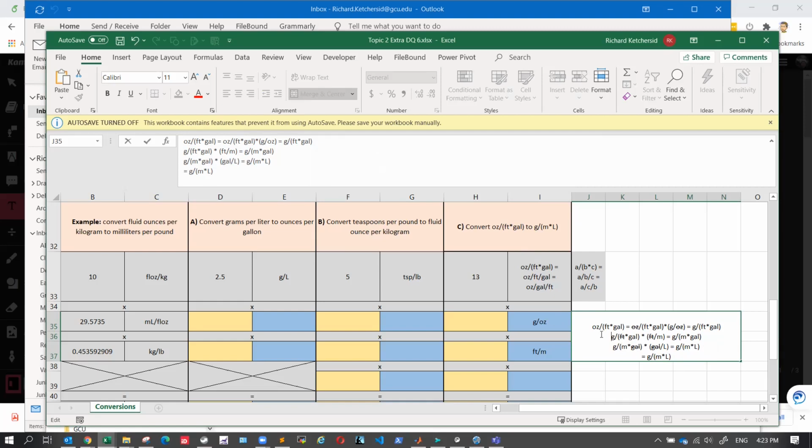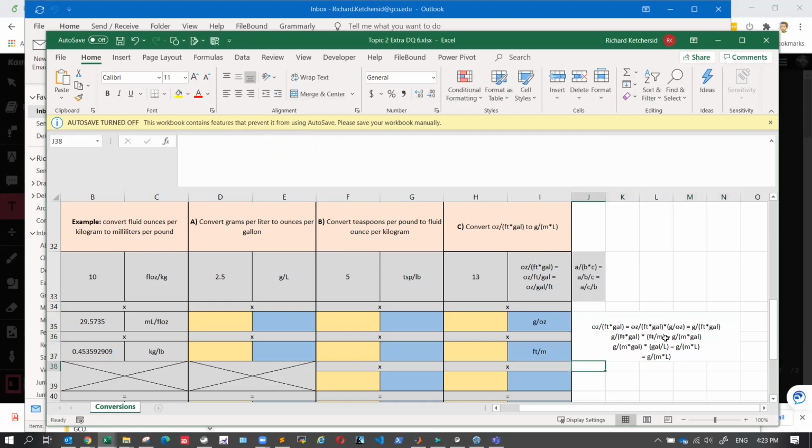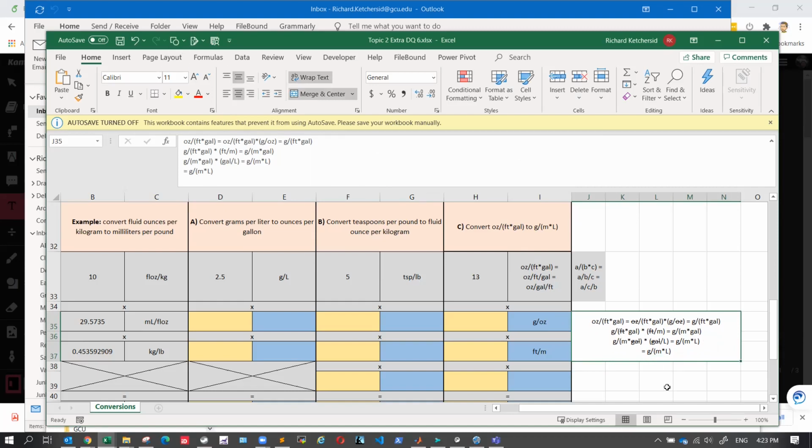Okay, so it's really this cell here that indicates our thought process. This is the cell you want to concentrate on. Like here, I wanted to get from ounces per feet per gallon, this unit here. And so the first thing we decided to get rid of was the ounces and replace it with grams, because that's what I want to end up with.